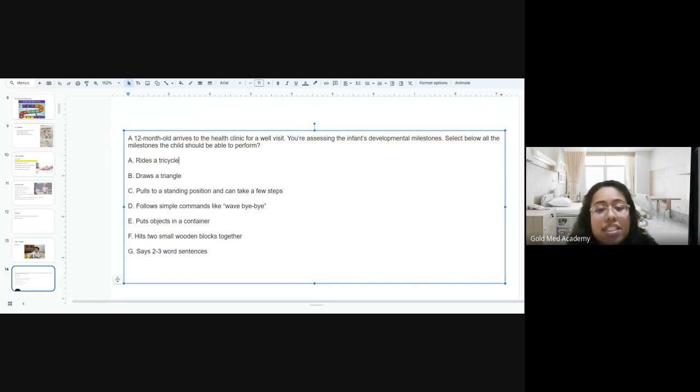C, pulls to a standing position and can take a few steps. Yes, C is correct. This is appropriate for a 12-month-old. This is exactly what we want them to do. We want them to hold on to furniture and be able to take those first few steps.